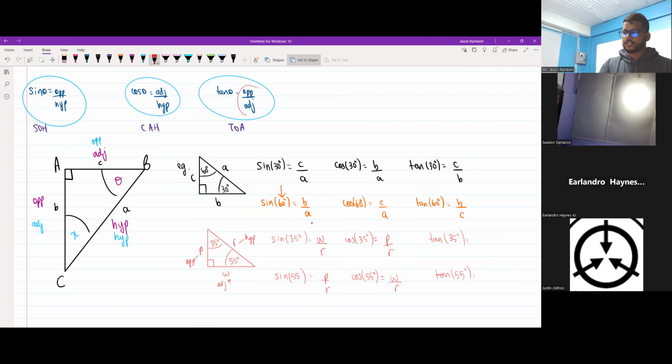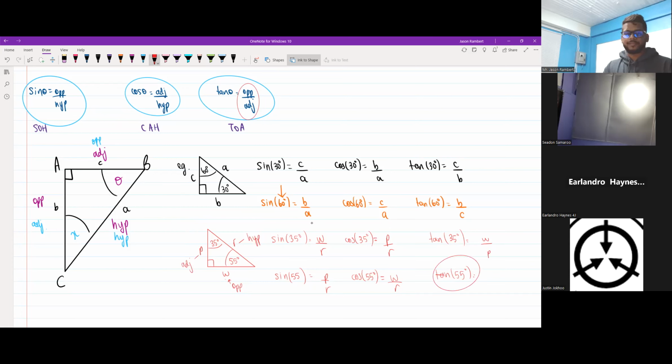All right, help me with tan 35. Tan 35 is opposite over adjacent. So if I use 35 degrees, I'm rubbing off this, rubbing off this, rubbing off this. If I use 35 degrees, what's going to be my opposite? W. What's going to be my adjacent? P. What's going to be my hypotenuse? R. Tan says opposite over adjacent. So it's W over P, not W over R.